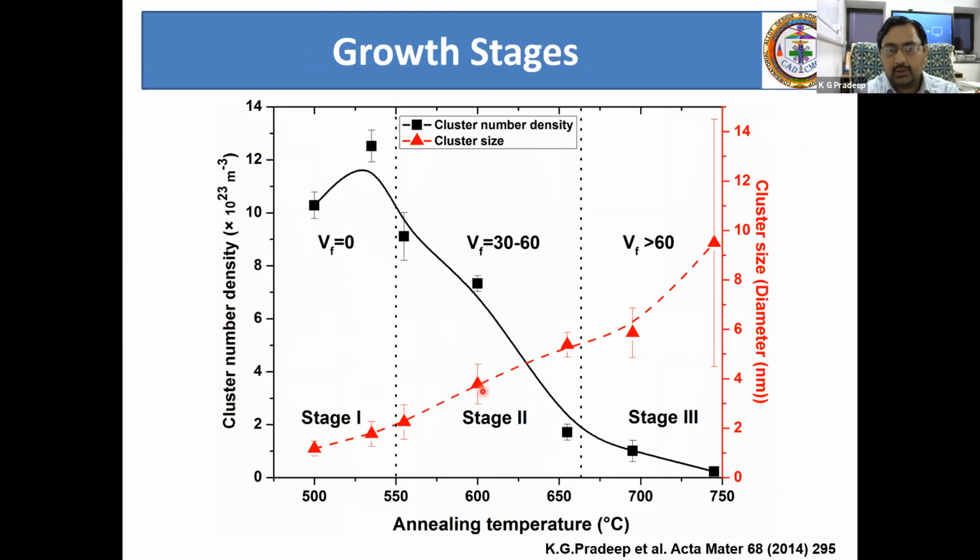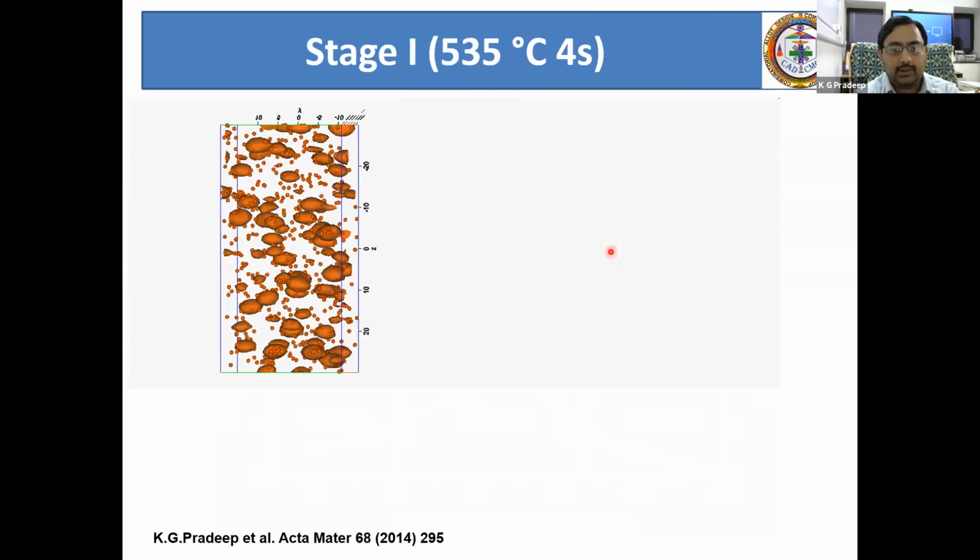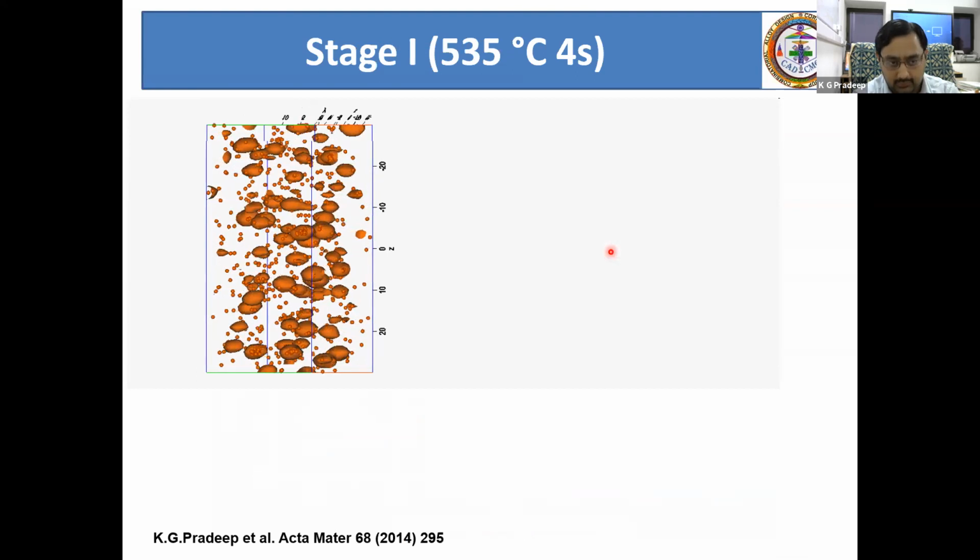There is a continuous increase in size at the cost of the volume fraction. That means a decrease in volume fraction, increase in size. Now we want to understand, across different stages, what is the mechanism that is playing at this stage. So you can say in stage 1, you can have these atoms.